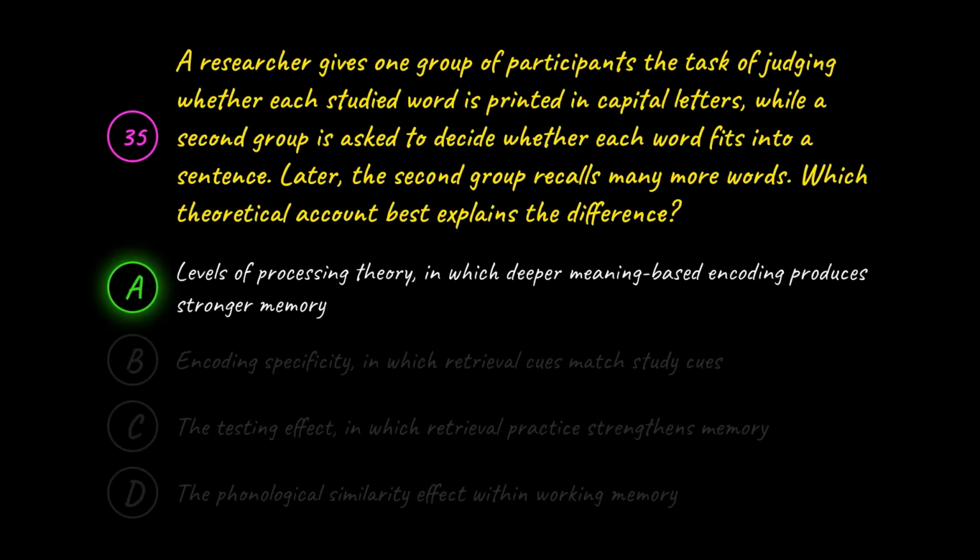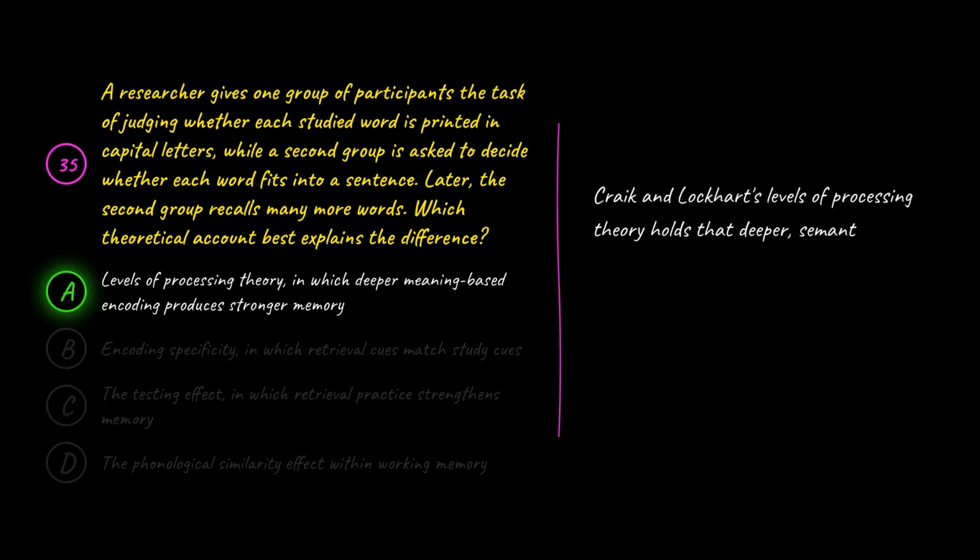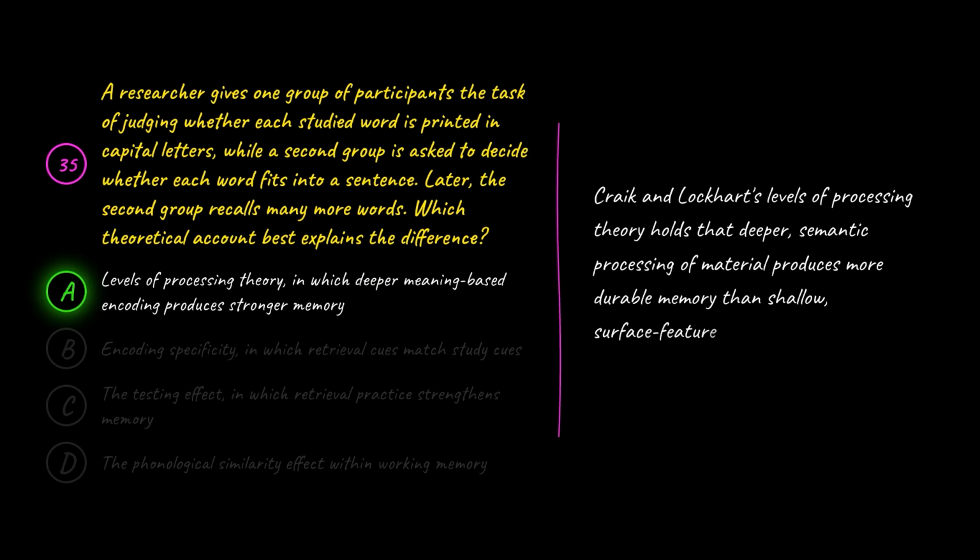The correct answer is A. Levels of processing theory, in which deeper meaning-based encoding produces stronger memory. A is correct because Craik and Lockhart's levels of processing theory holds that deeper, semantic processing of material produces more durable memory than shallow surface feature processing, exactly the contrast the experiment manipulates.